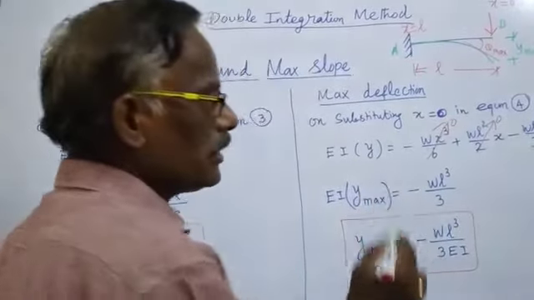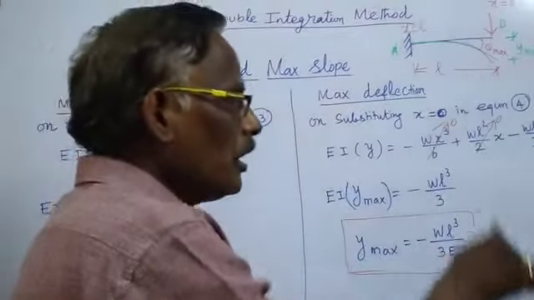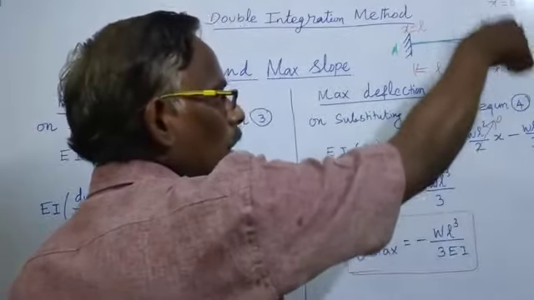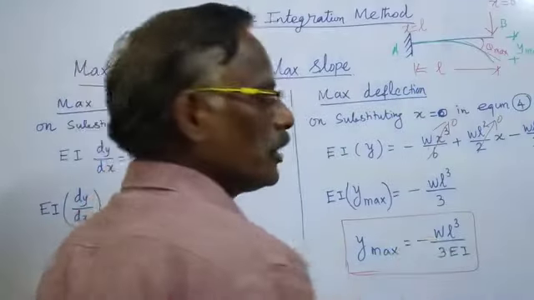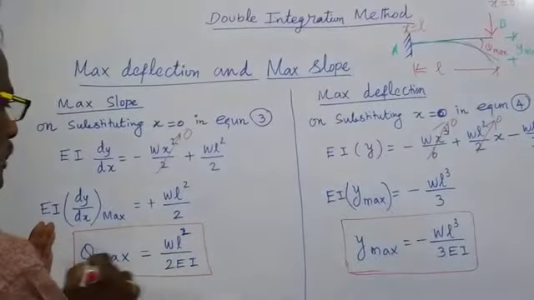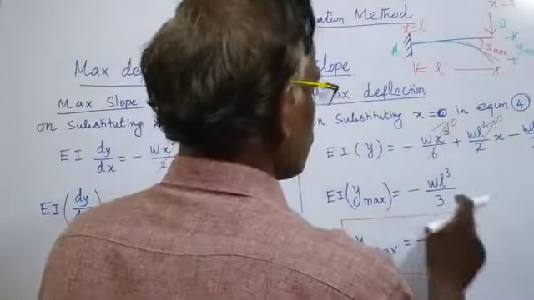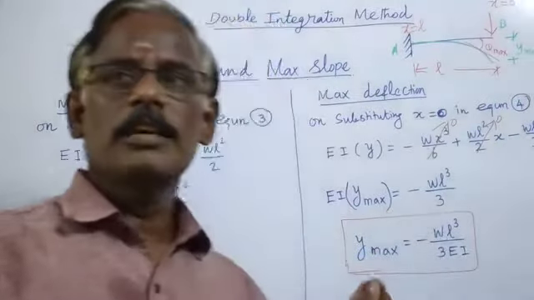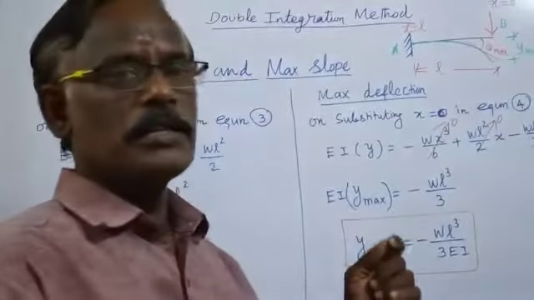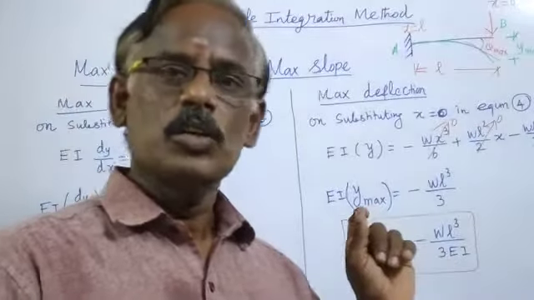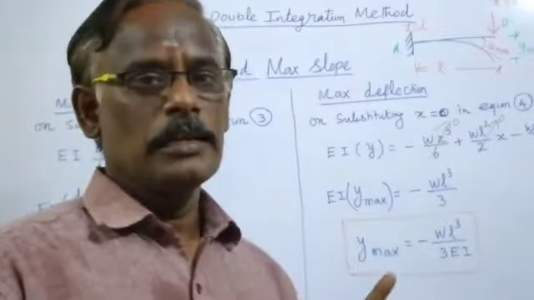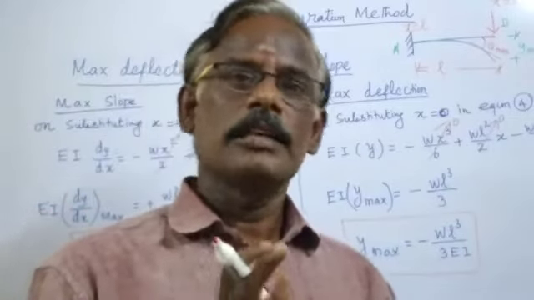What does the negative sign indicate? The negative sign indicates downward deflection. Because of this load, you will have downward deflection, so this negative term indicates the deflection is downwards. So now you have theta max, the maximum slope, and y max, the maximum deflection. This is the derivation for the maximum slope and maximum deflection, and the generalized equations for slope and deflection, equations 3 and 4. Okay, right. Let me discuss the next problem in the next class.